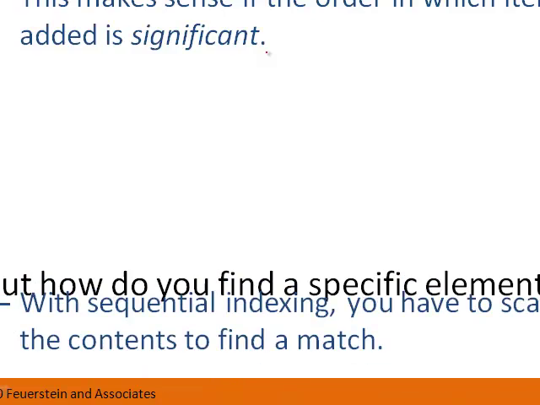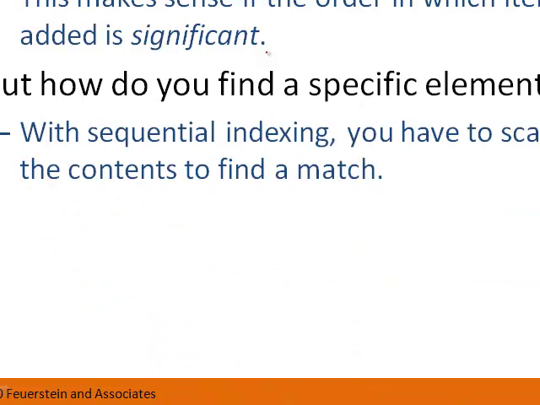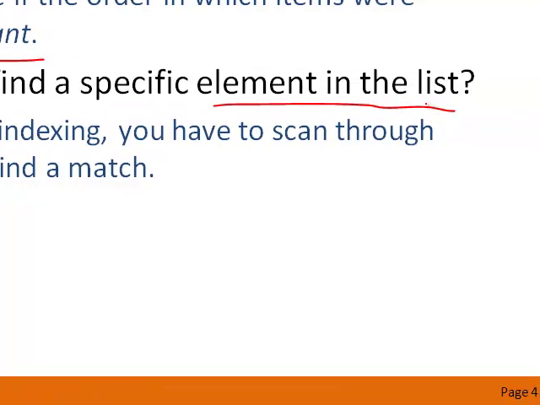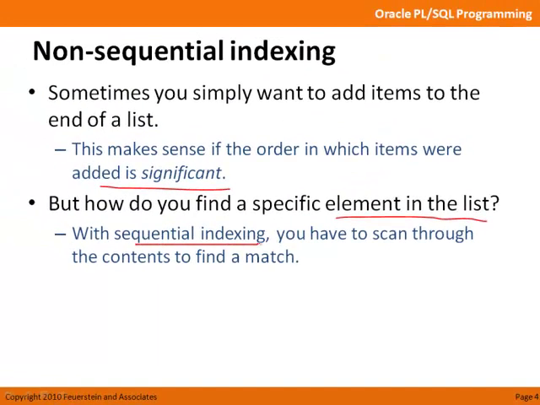But that's not always the case. Sometimes, even if the order is significant, I need to find a specific element in the list, not by the index value, not by the order in which it was added, but perhaps by a string or a date. I'm going to look up all my employees in my list. I want to find the employee with a certain last name. Well, with sequential indexing, I have to scan through the items to find a match.